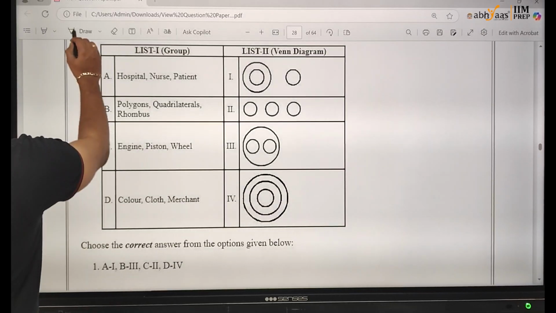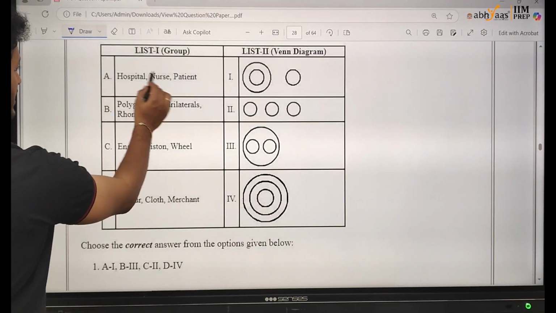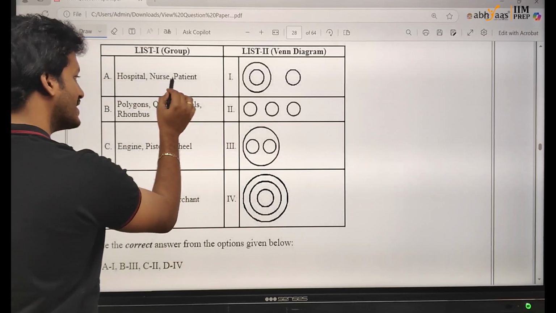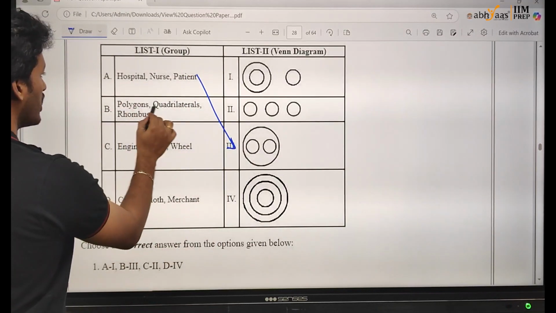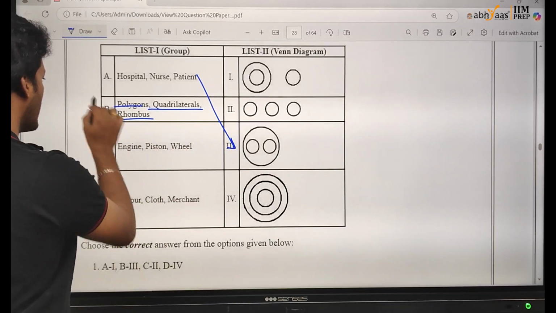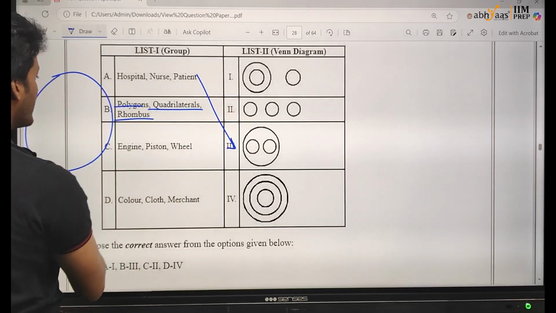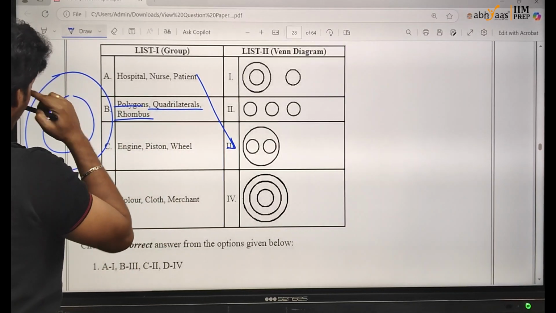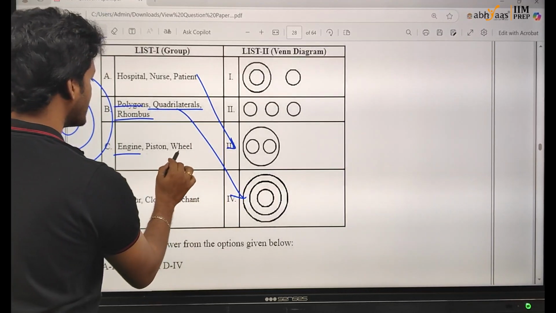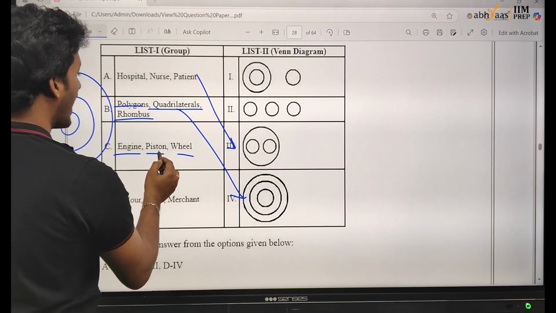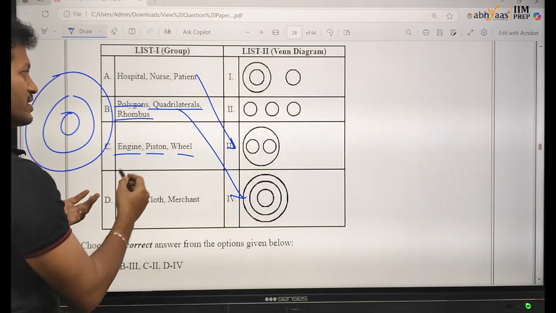Okay, coming to this: hospital, nurse and patient. In a hospital, a nurse and patient will be there, but both cannot be the same. Yes, it can be 3. Polygons, quadrilaterals and rhombus. Quadrilaterals are a type of polygon, and a rhombus is a type of quadrilateral. So it has to be 4. Engine, piston and wheel: the three are not inside each other, but they are all connected.